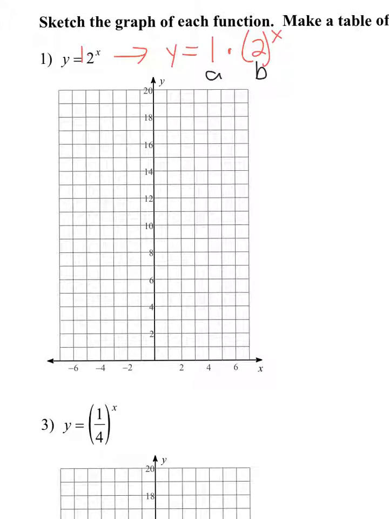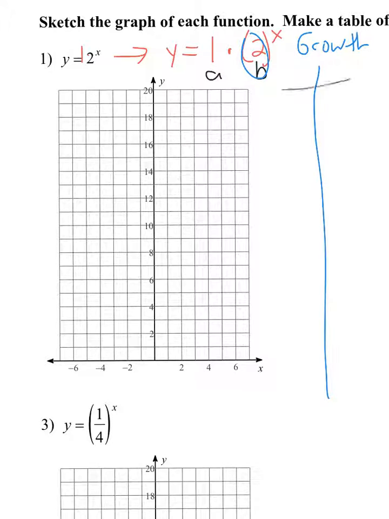So if you look at this, our b is 2 right here. That means that this is exponential growth. And we're going to make a table of values and see what happens here. Okay, so let's start at -3, and we'll go -3, -2, -1, 0, 1, 2, and 3. Okay, and actually I'm going to do one more here at 4.